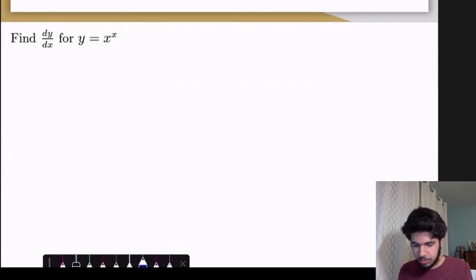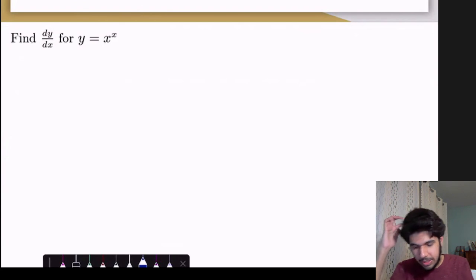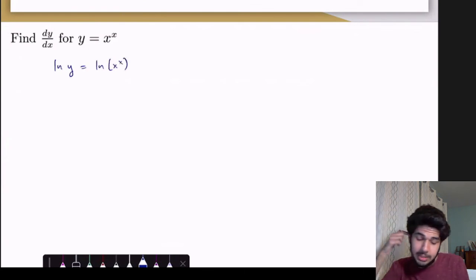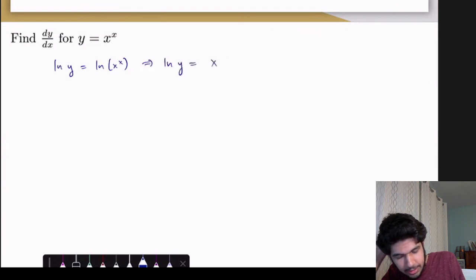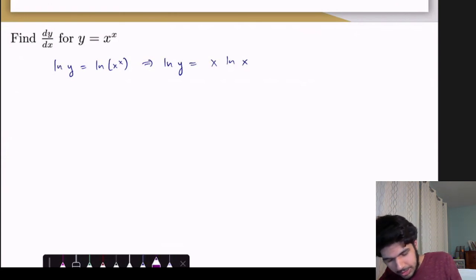So what we'll do is, x to the x as a power is kind of weird to deal with, especially when x is the base. So let's try taking the natural log of both sides. On the right hand side, that x can come out in front, so we're left with ln of y equals x ln of x. And now we can implicitly differentiate.